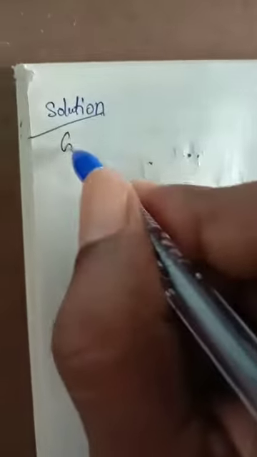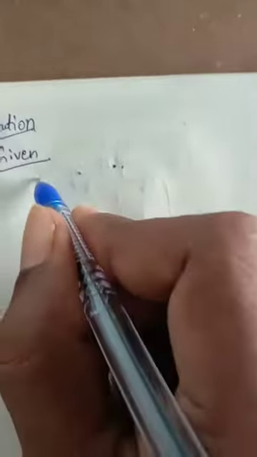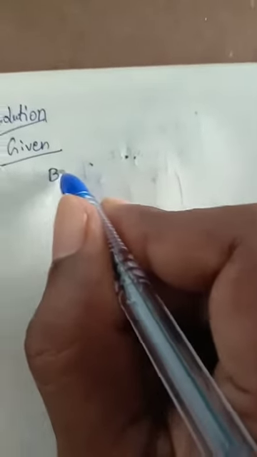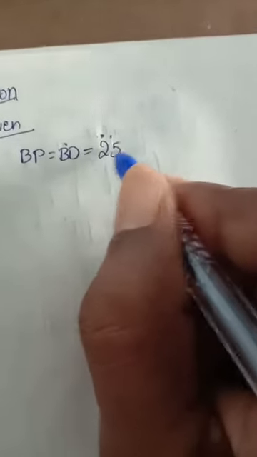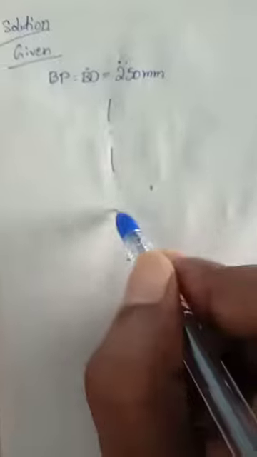Okay, so this is the type of problem. Now we are going to see how to solve this one. Here is the solution. First I am going to write the given data. BP is equal to BD is equal to 250 mm. What is BP, what is BD, we don't know. That's why we are going to draw the Porter governor first.